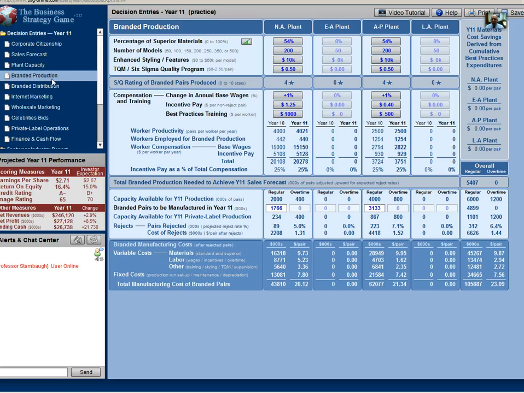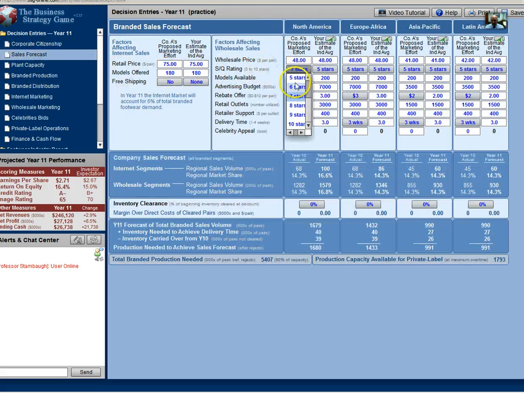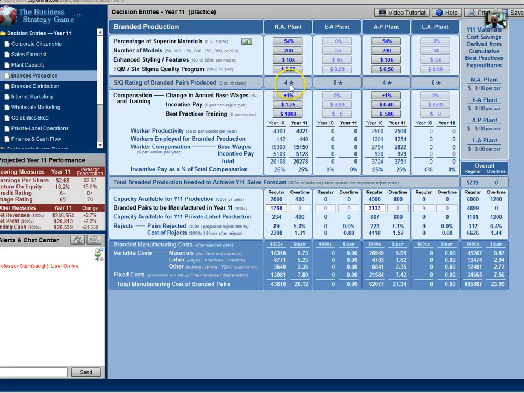Branded production. This is where you actually quote unquote build your shoe. So now I went in and I said in my sales forecast, I was planning to sell a 5-star shoe. If you go back here, well, actually I said 7 there, put 5 there. So I actually then have to build a 5-star shoe to sell in my North America plant. And so you can see I'm at 4 stars. So now I can start to decide, what do I want to do to raise it to a 5-star? Well, I can, for example, increase my superior materials.